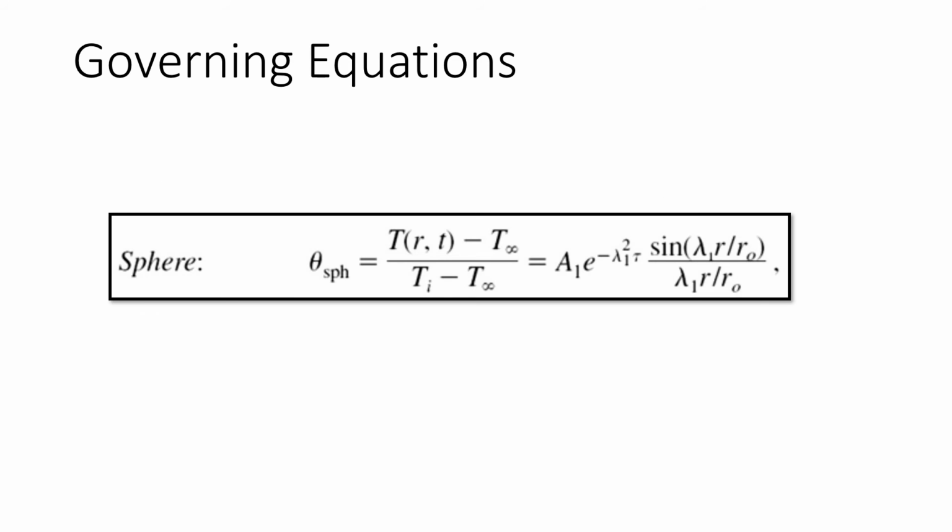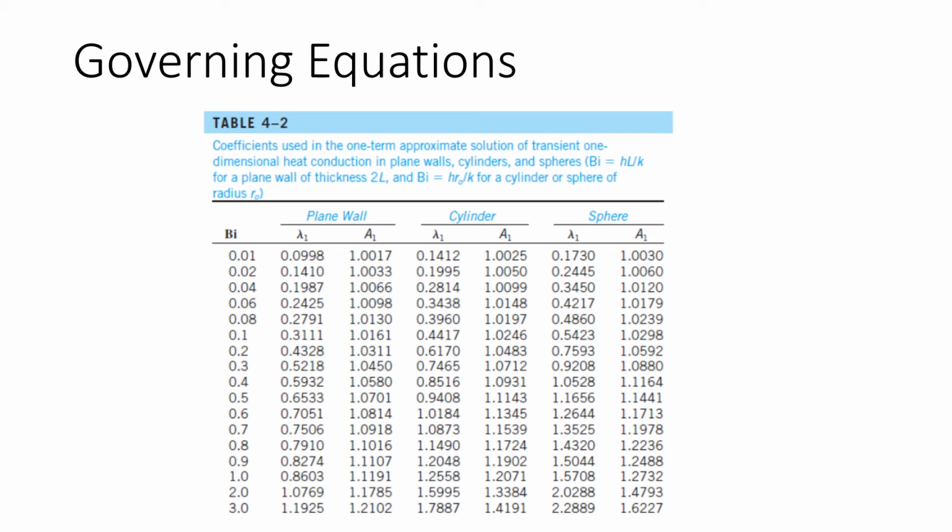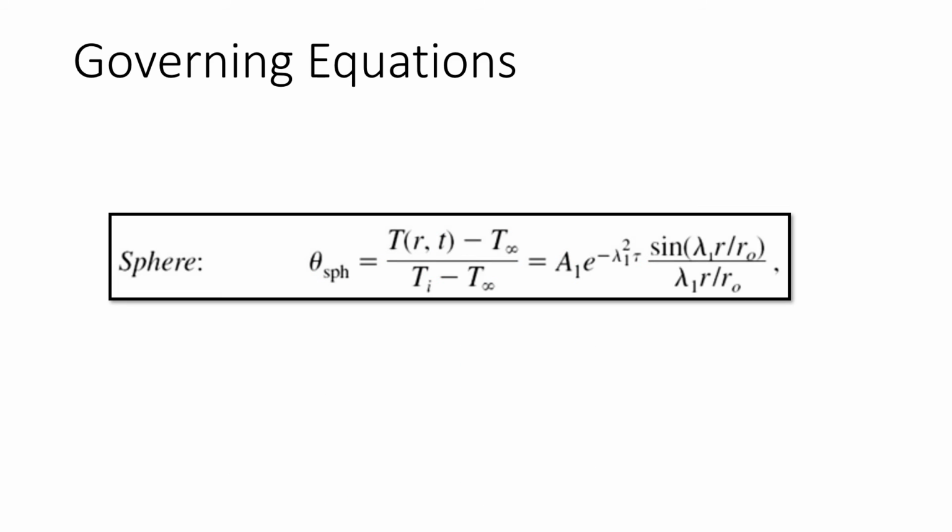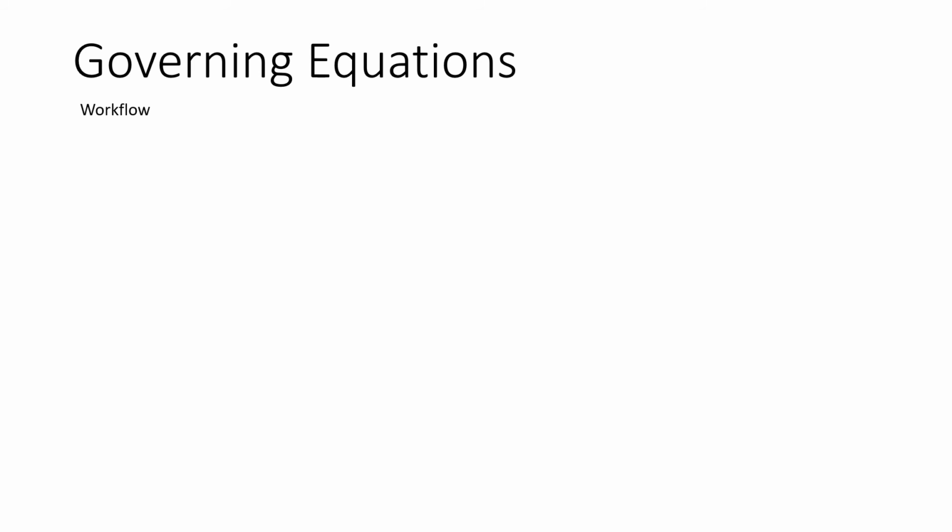So here it is. Looking at this equation a bit more in detail, there's some values we don't know. We don't know A1 and lambda 1, but we can easily find those values from looking at table 4-2. Here in this spherical column, they give us lambda 1 and A1. So now we would know all the values needed to solve for this. So I just want to go over the workflow for doing this kind of question.